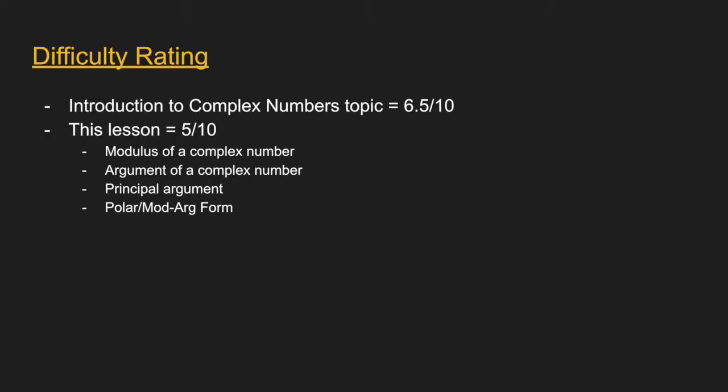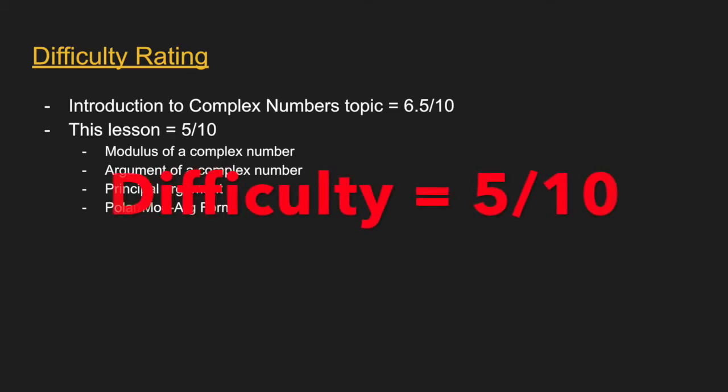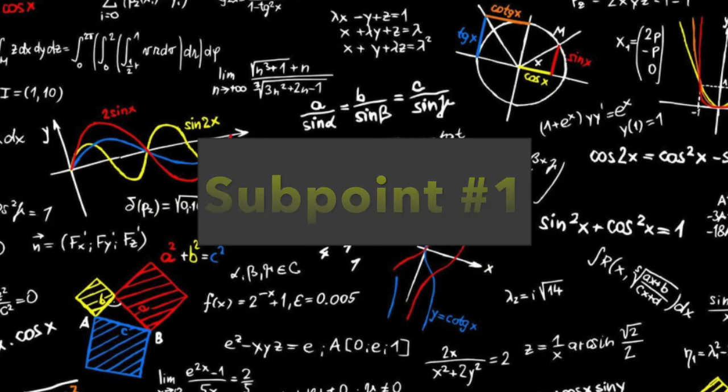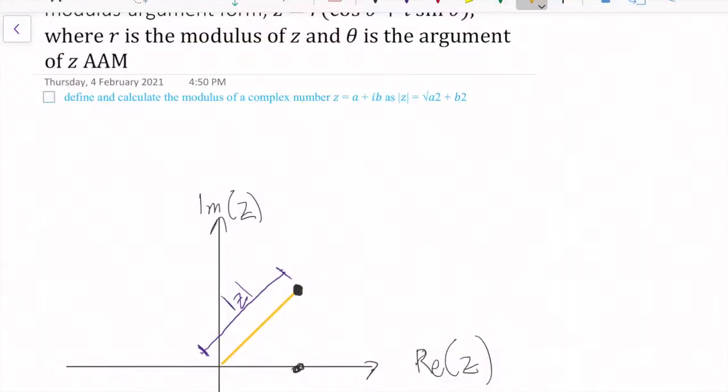In this lesson, we continue our geometric understanding of complex numbers. In particular, we define and use their modulus and argument to derive the polar form. The difficulty rating for this lesson is 5 out of 10. Our first subpoint will be to define and calculate the modulus of a complex number.